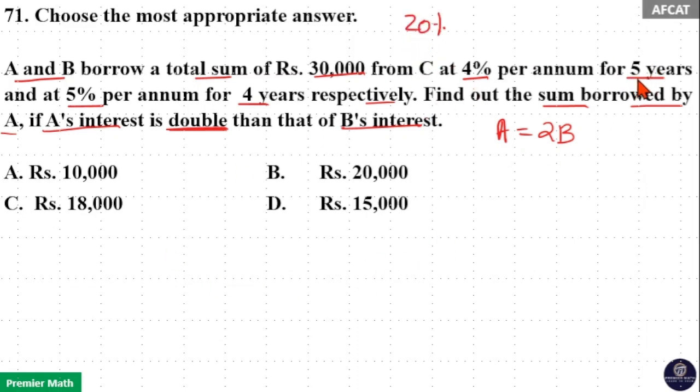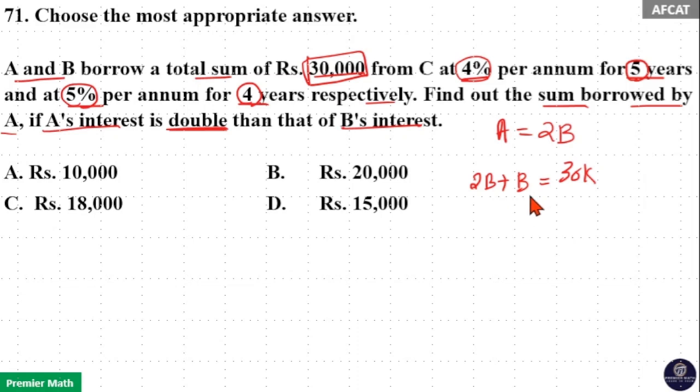Here the interest paid by A is for 5 years at the rate of 4%, meaning 5 into 4, 20% of A's sum. And the interest paid by B is for 4 years at the rate of 5% per annum, meaning 4 into 5, 20% of B's sum. And A's interest is double that of B's interest, so 20% of A is 2 times 20% of B. That means A is equal to 2B. So if A is 2B, B is B. 2B plus B is 3B, which is equal to the total sum 30,000.